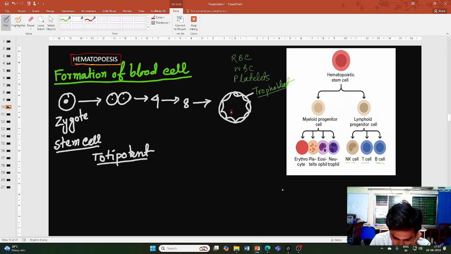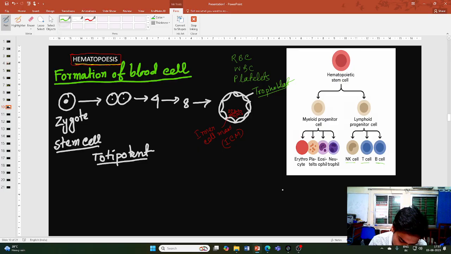Inside of it, a few cells form the inner cell mass. This is the inner cell mass. So these are the trophoblast, and from the zygote we get the inner cell mass in the blastula stage. We call it ICM, inner cell mass.